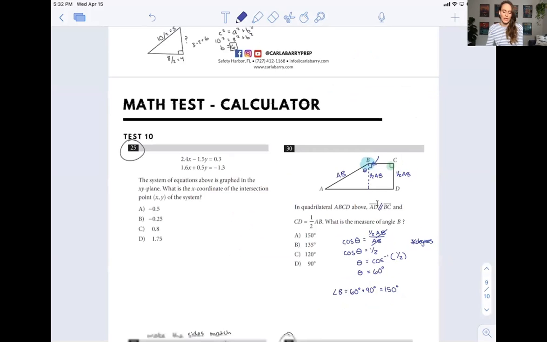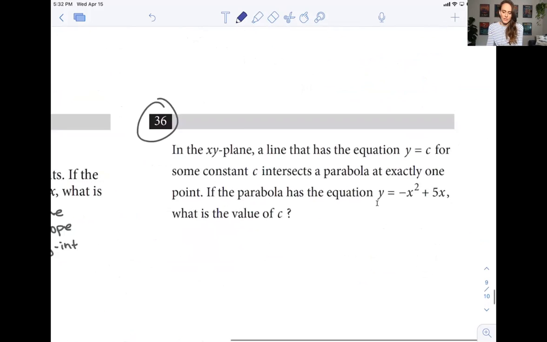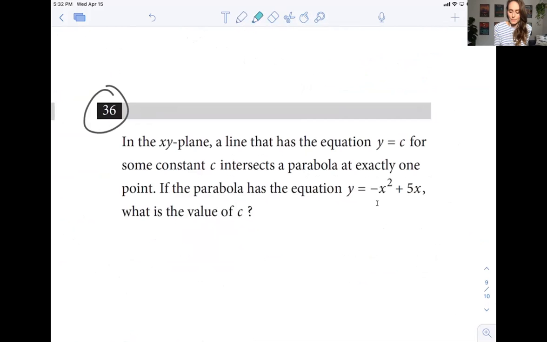Now let's look at question number 25 and 36. So for 36, it says in the XY plane, remember that's a clue that we're going to graph, a line that has the equation y equals c, this is going to be a horizontal line, for some constant c, intersects a parabola at exactly 1 point. If the parabola has the equation y equals -x² plus 5x, so that's going to be a parabola opening down, what is the value of c?